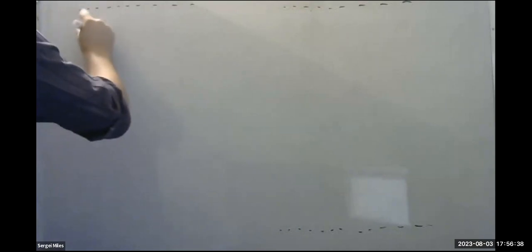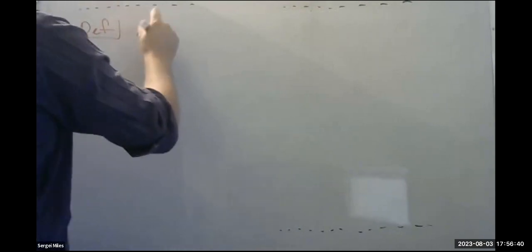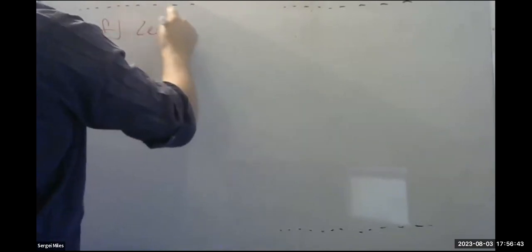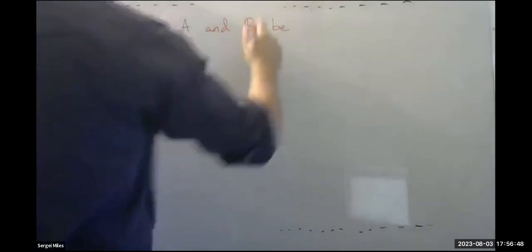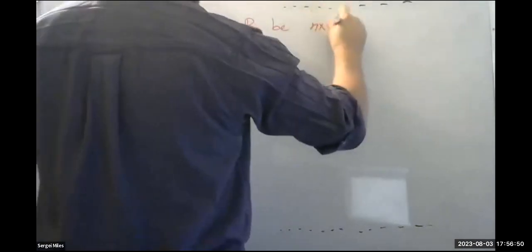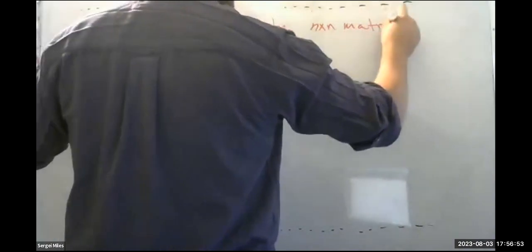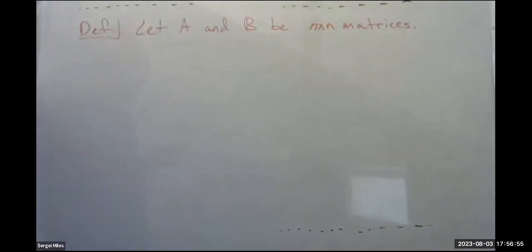Okay, so what does this mean? What does it mean for two matrices to be similar? So let A and B be n by n matrices. So first of all, they're both square, but they're also the same size. They're both n by n. They're both 2 by 2s, or they're both 3 by 3s, whatever it is. They're both the same size.